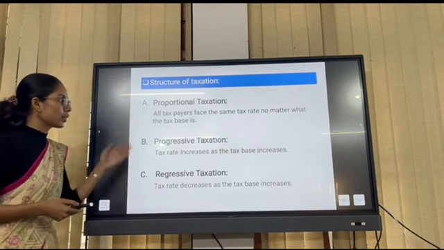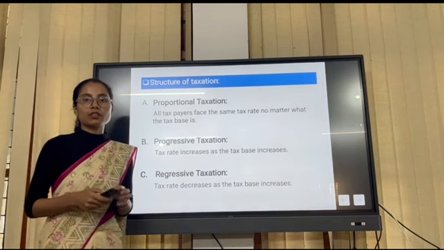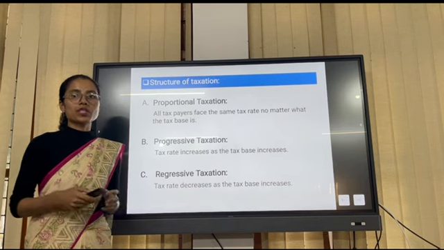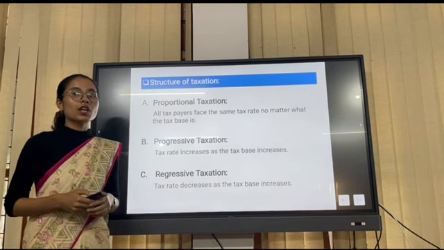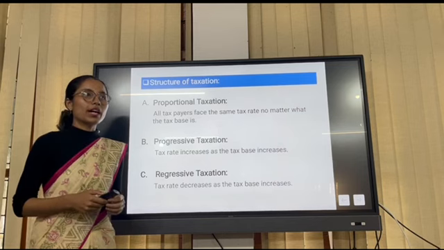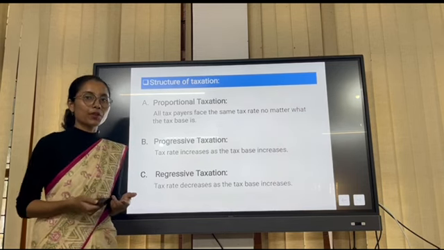So on the basis of their characteristics, governments, according to their economic situation, can choose which structure of taxation will be most suitable for increasing their economy's welfare.